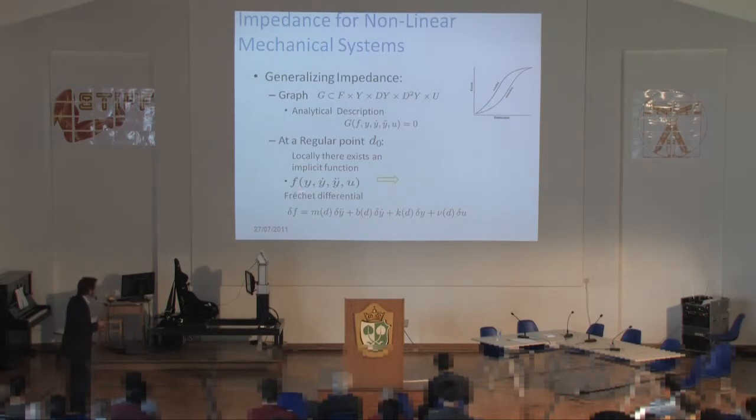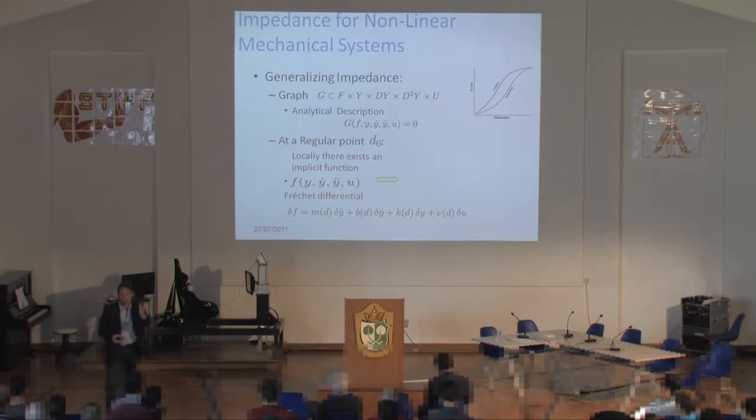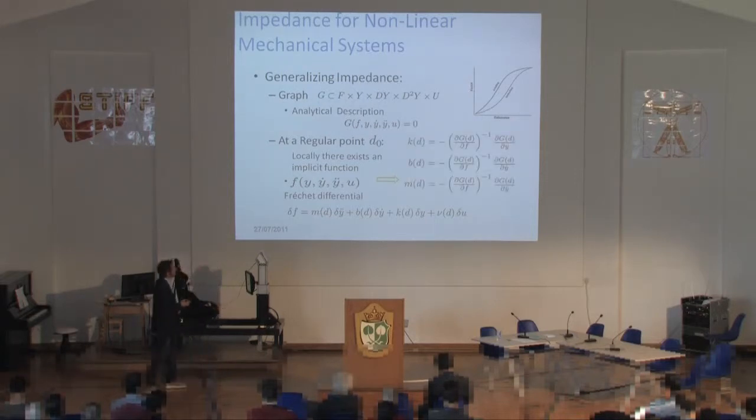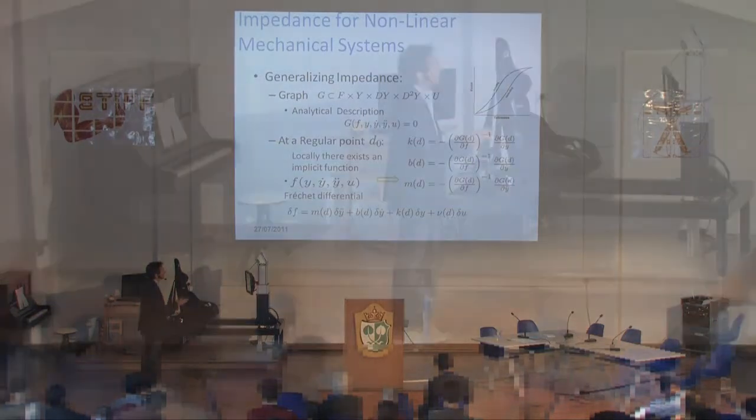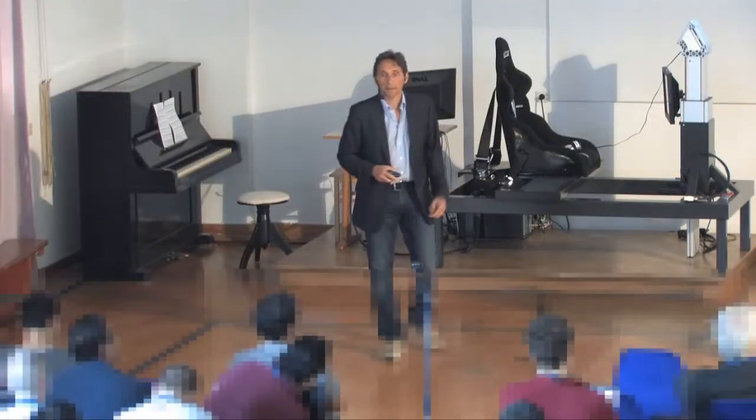And of this implicit function, you can take a Fréchet differential, which basically is the derivative of a functional with respect to a function. So you take the derivative of this functional with respect to these functions, y dot, y double dot, and so on and so forth. Equivalently, you can rephrase this as saying that if you take the derivative of g with respect to d and you invert it, times the derivative of this graph times y, then this is k, yes.